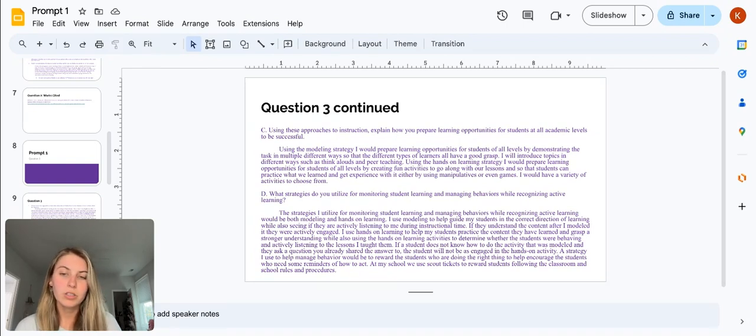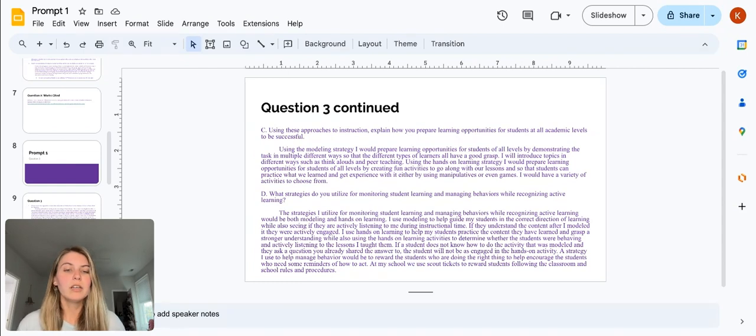Using the hands-on learning strategy, I would prepare learning opportunities for students of all levels by creating fun activities to go along with our lessons, so that students can practice what we learned and get experience with it, either by using manipulatives or even games. I would have a variety of activities to choose from.